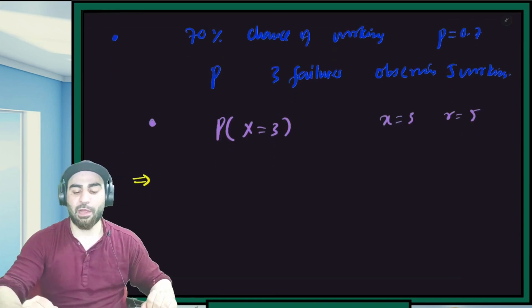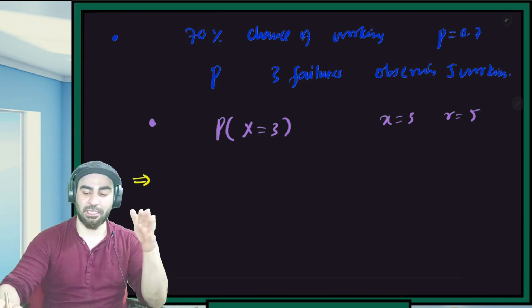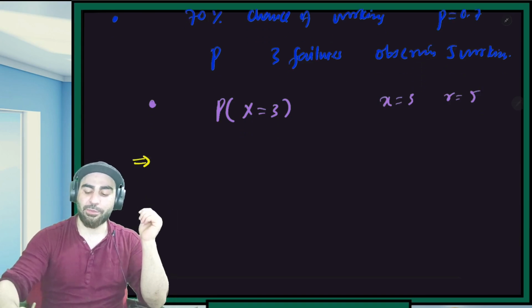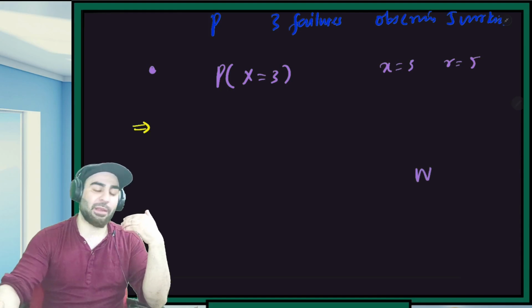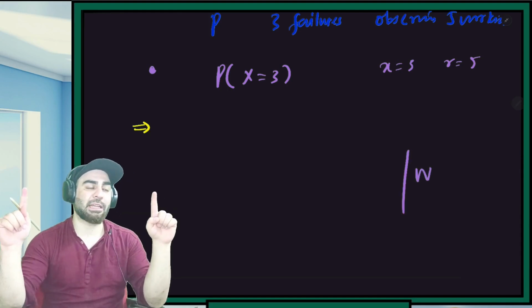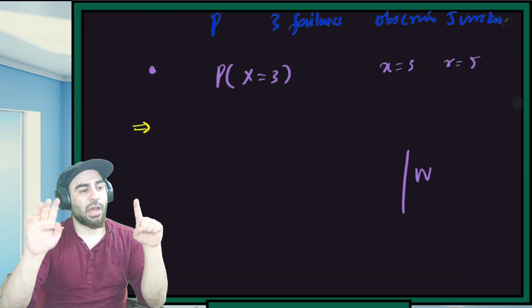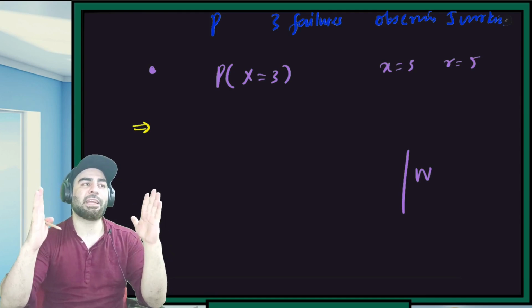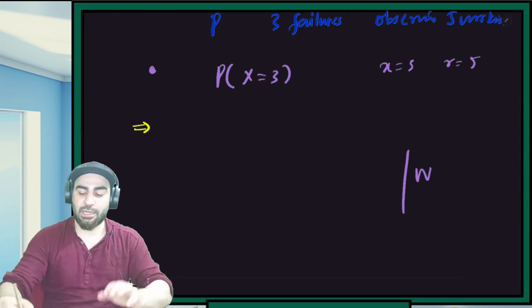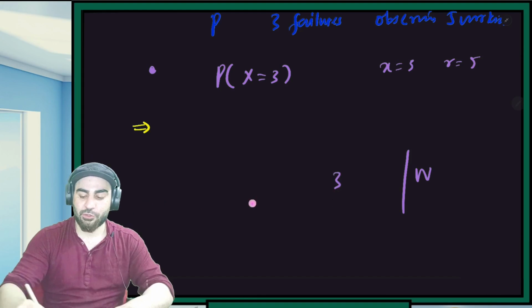Okay, now the probability we have to find is that we get 3 failures before we observe the 5 working batteries. So what I'm saying is, at the end we'll have 1 working battery. So now we are left with only 7 trials. In total we had 8 trials. Out of these 8 trials, in the 7 trials we should get the failures. So we should get 3 failures in these 7 trials.